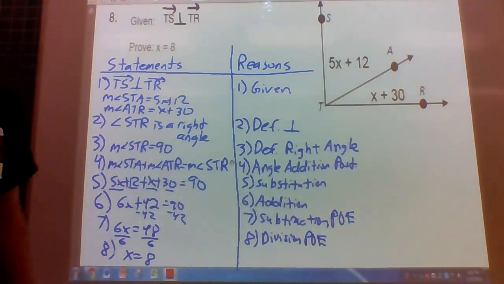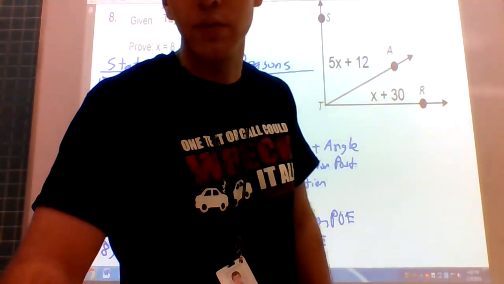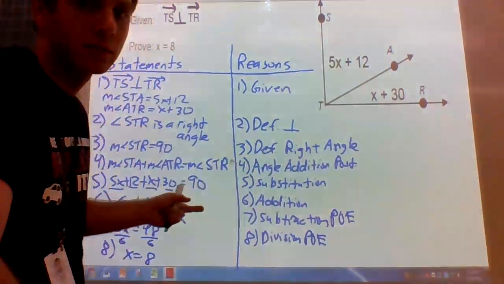Okay, and that's the proofs practice review for the final. Again, you want to be able to do 7 and 8 for level 4s.